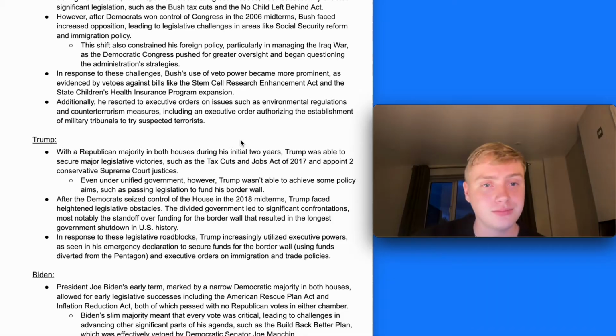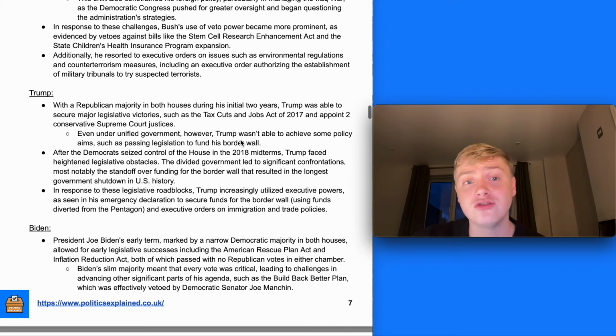In response to these challenges, Bush's use of the veto power became more prominent, as evidenced in vetoes against bills like the Stem Cell Research Enhancement Act and the State Children's Health Insurance Program's expansion. And he also resorted to executive orders on issues such as environmental regulations and counter-terrorism measures, including an executive order authorising the establishment of military tribunals to try suspected terrorists.